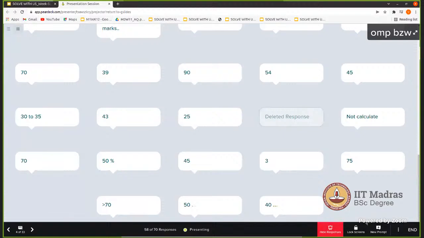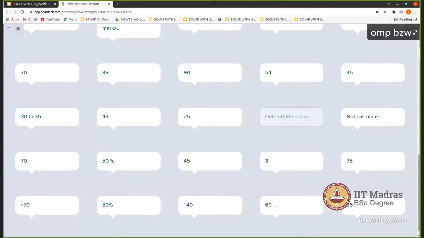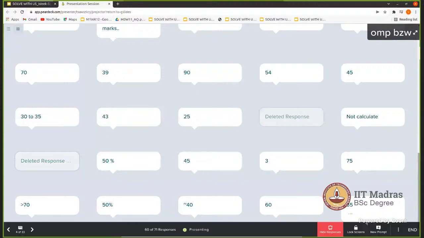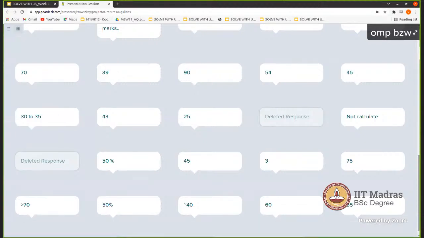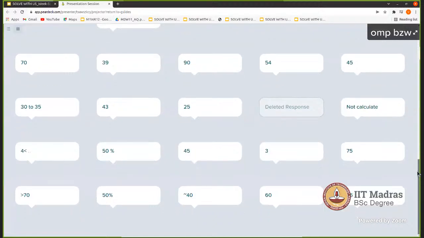Sir, out of 4 options, if 3 options are correct and we marked only 2 of them, how much marks would we get? If you have selected any wrong option, you get zero. If you have marked only correct answers, you will get partial marks. We will get partial marks, right? Yeah, of course you'll get partial marks.